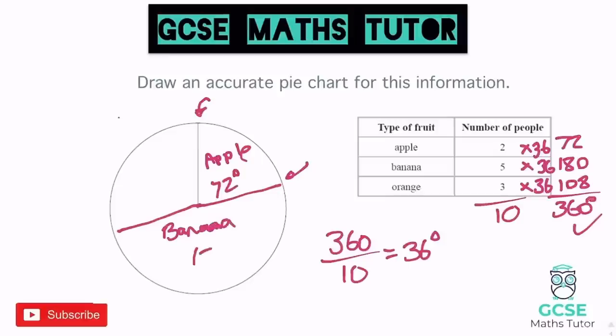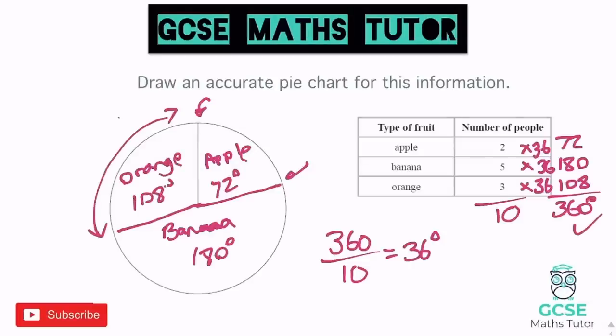Banana, and that is 180 degrees. And then your final one there, because I've only got 3, the final one's done for me, although stick your protractor on and just make sure that this distance here is in fact the 108 degrees that we want, just to make sure you've done it all correctly. And you'll get an orange in there with 108 degrees.